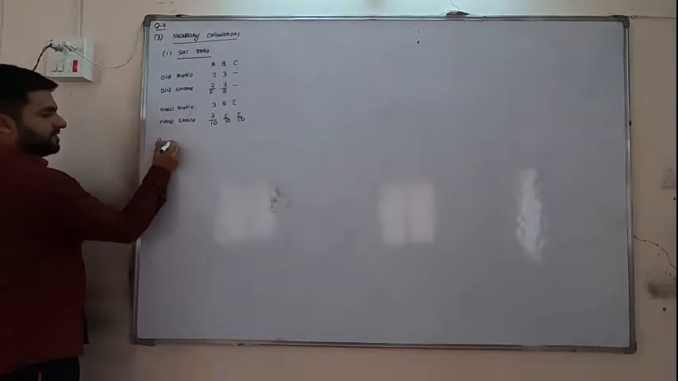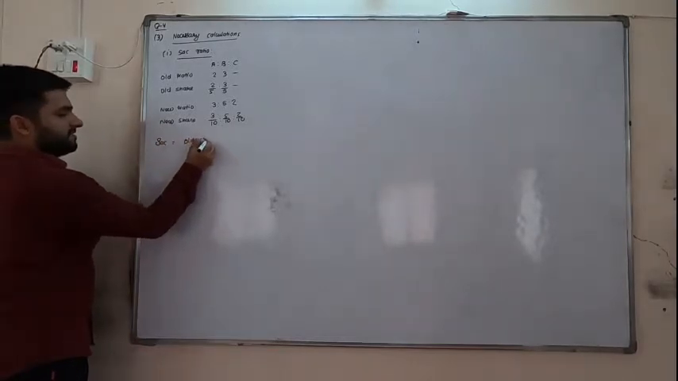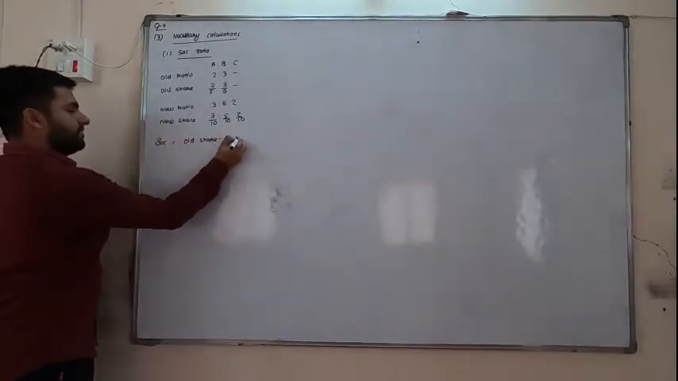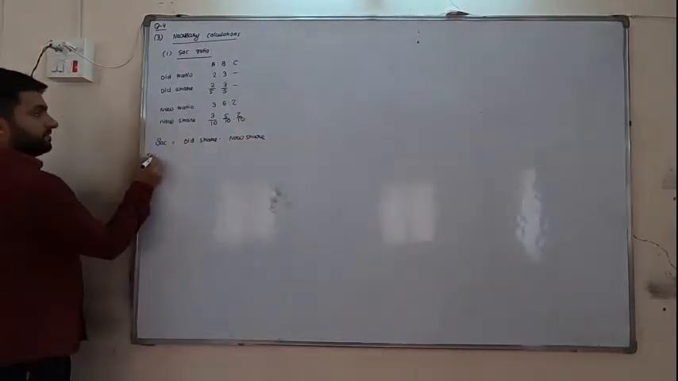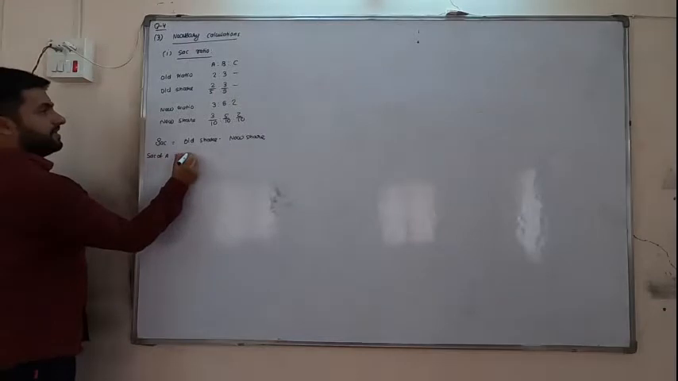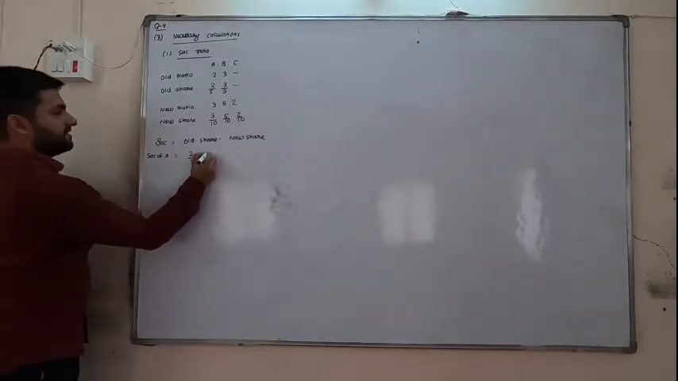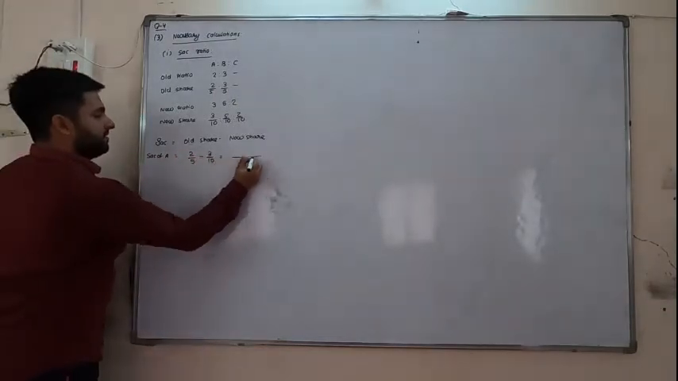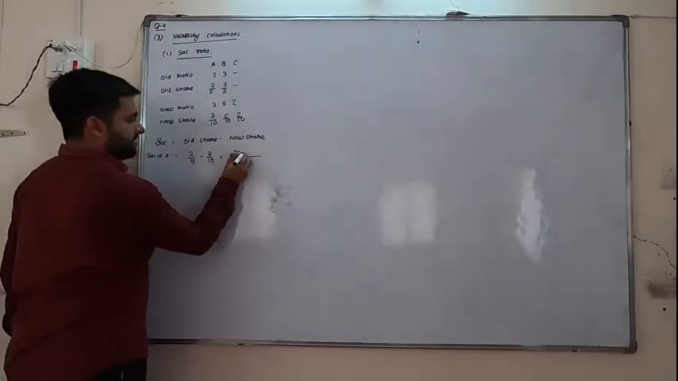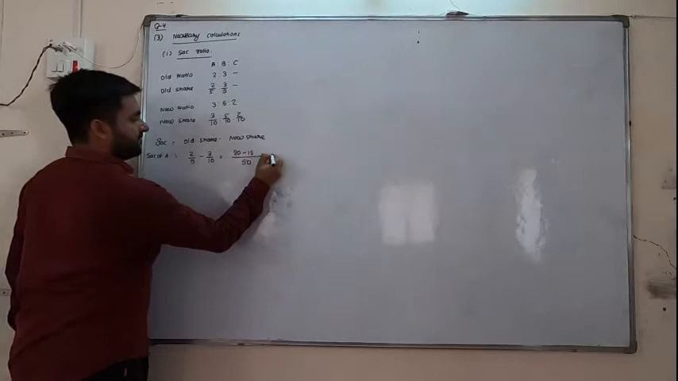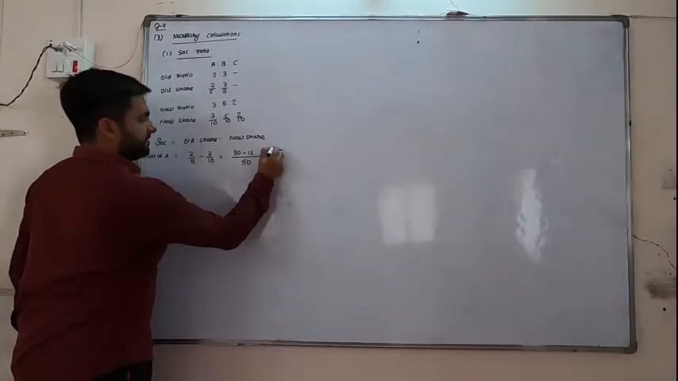Now, when new and old both are given, sacrifice is equal to old share minus new share. Sacrifice of A: old share is 2/5, new share is 3/10. 10 5's are 50, 10 2's are 20, 5 3's are 15, so 5/50.